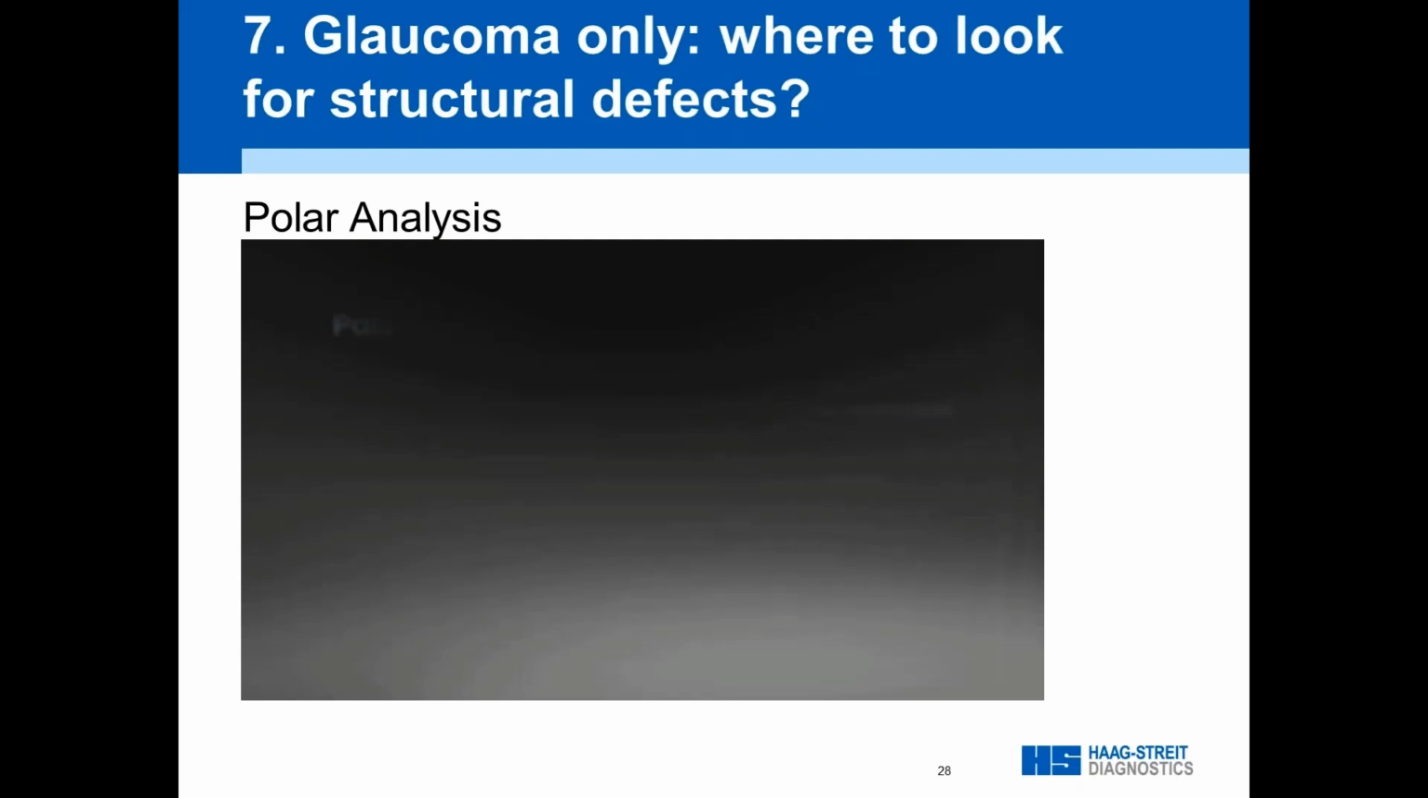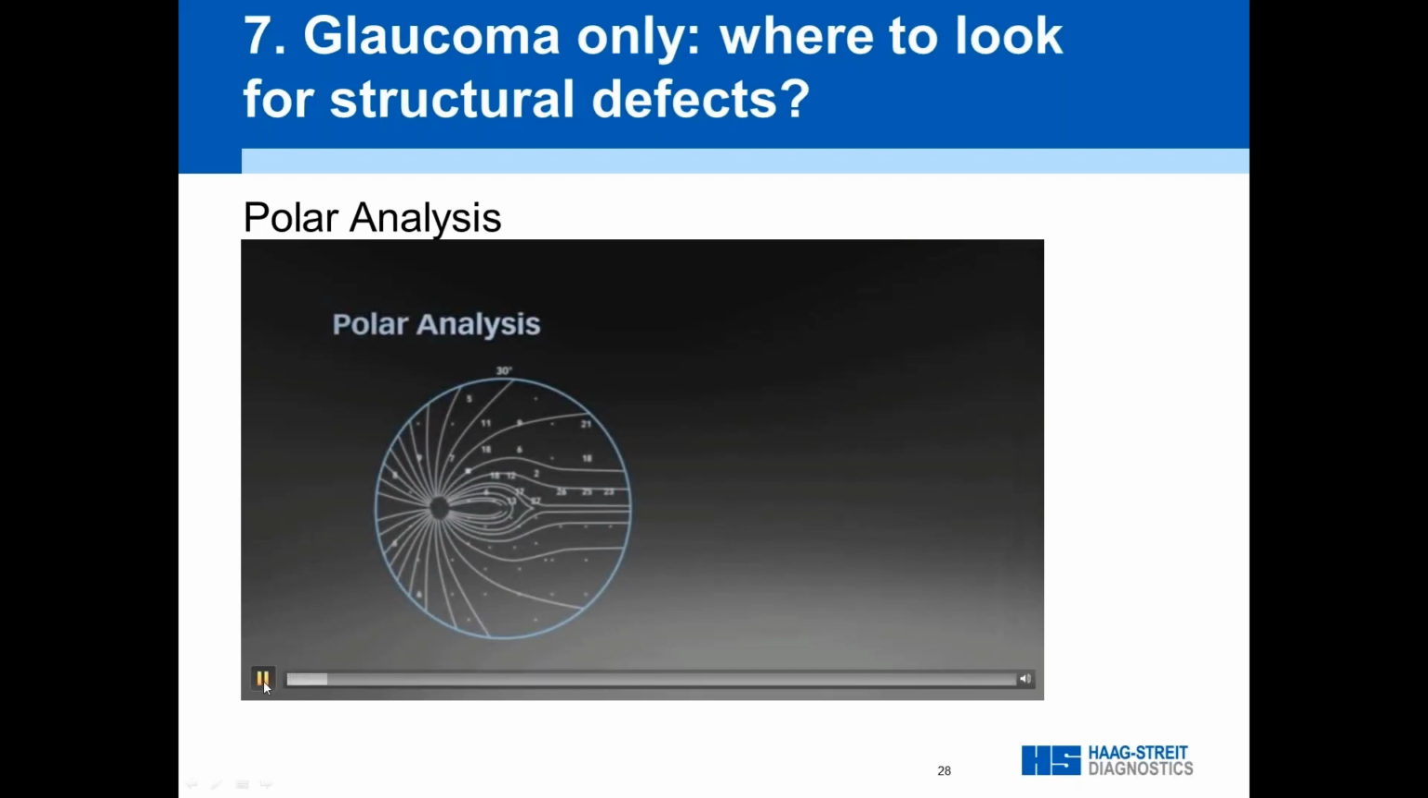A second really useful tool for the same purpose to identify glaucoma is the polar analysis. And the polar analysis is there to answer the question, where should you look for a corresponding structural defect? Because right in the beginning, they're very subtle, so they may be hard to see. It's nice to have a little pointer. And for that, we developed the polar analysis.